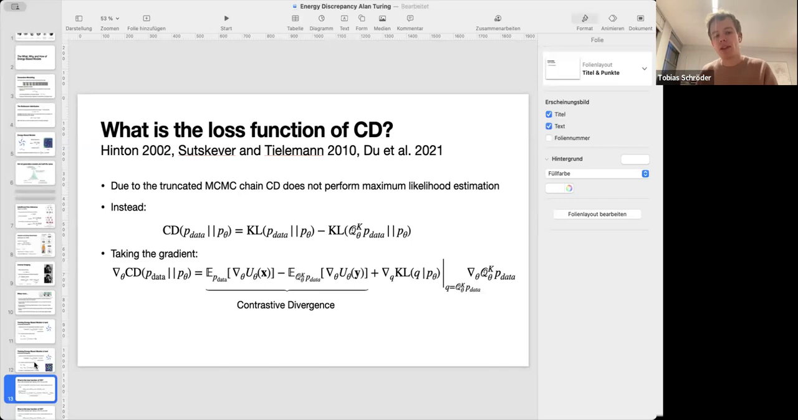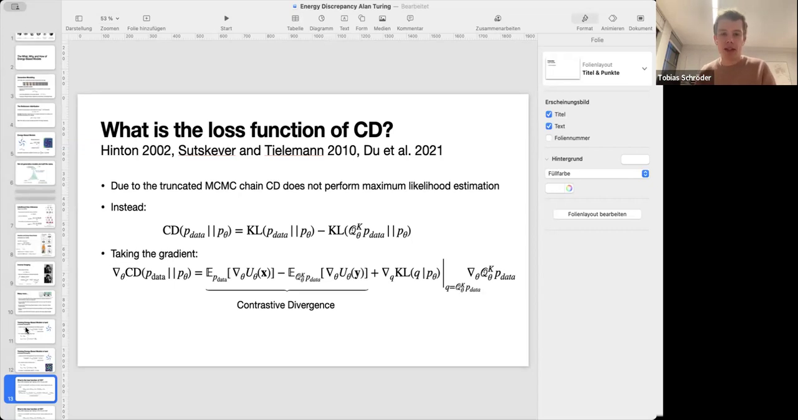And if we take the gradient of this objective, we see that the first two terms correspond exactly to the contrastive divergence update. So that's the update that we use for our neural network. But there's an additional entropy term, which we don't usually include in the contrastive divergence update. And it was argued in the original paper by Geoffrey Hinton that that term is negligible.